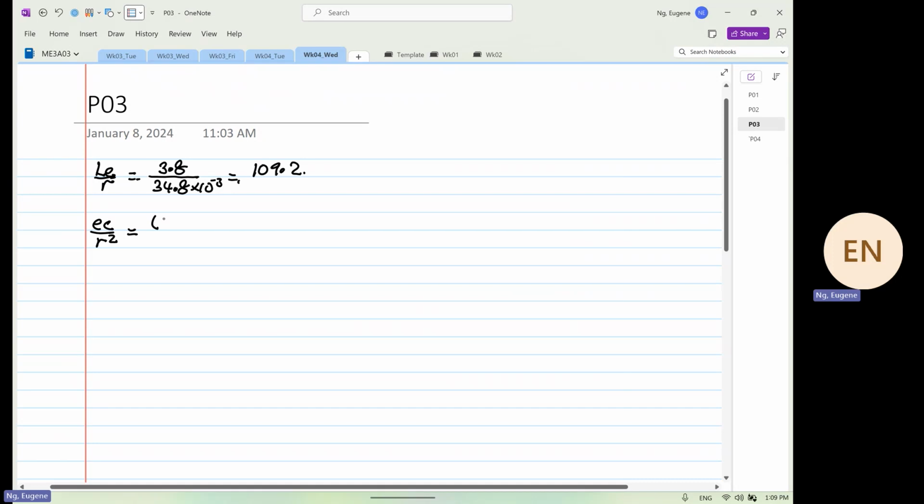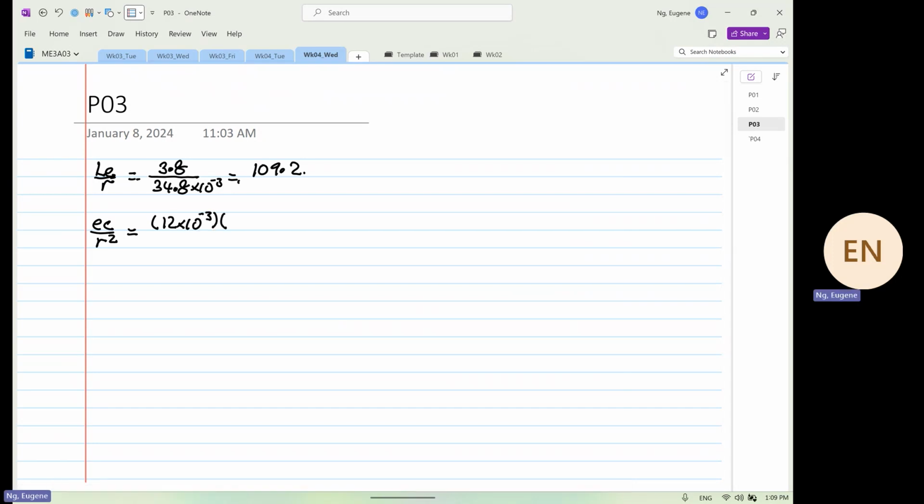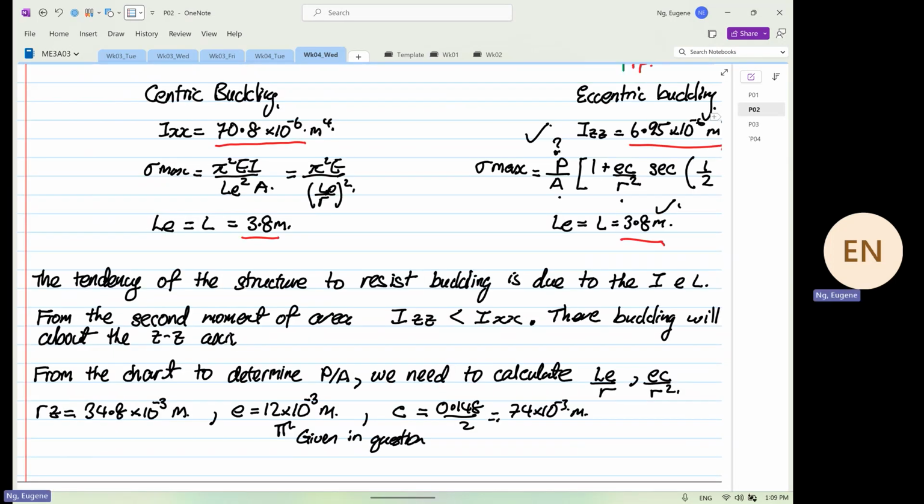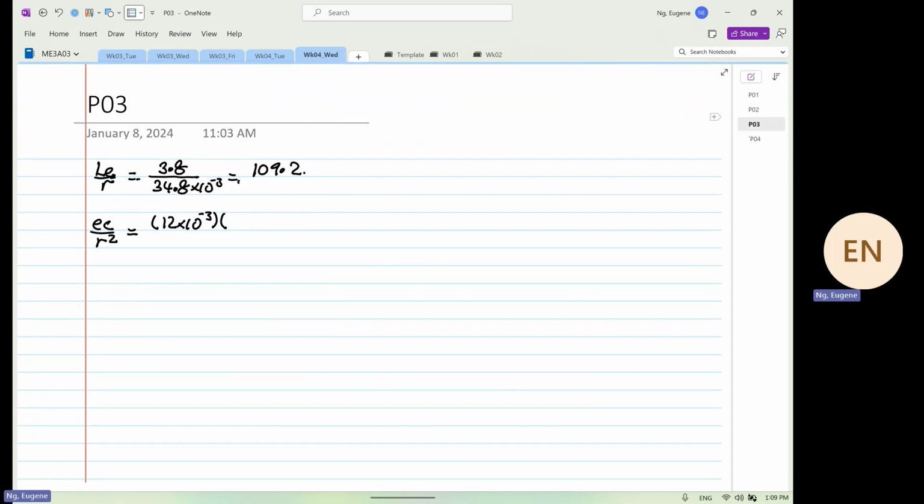So E over here is 12 millimeters. C we calculated to be equal to what? Can't remember. 74 times 10 to the power minus 3. And then R squared is equal to 34.8 times 10 to the power minus 3 squared. So this will be equal to 12 times 10 to the power minus 3 times 74 times 10 to the power minus 3 divided by 34.8 times 10 to the power minus 3 squared. So this will be equal to 0.733.